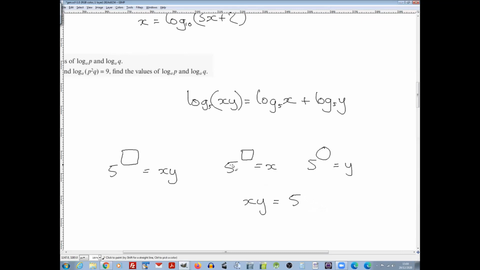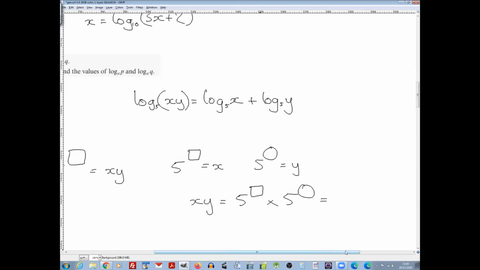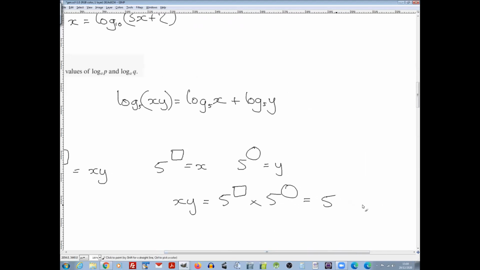So if x is 5 to the power of square, and y is 5 to the power of circle, xy would be 5 to the power of what? xy would be 5 to the power of square times 5 to the power of circle, wouldn't it? Which would be 5 to the power of square plus circle. You can think of simple examples, like if that was 2 and that was 3, you'd have 5 to the power of 5, wouldn't you?